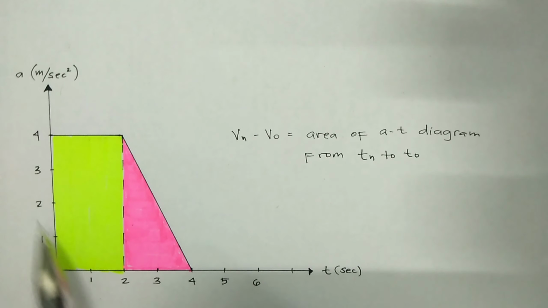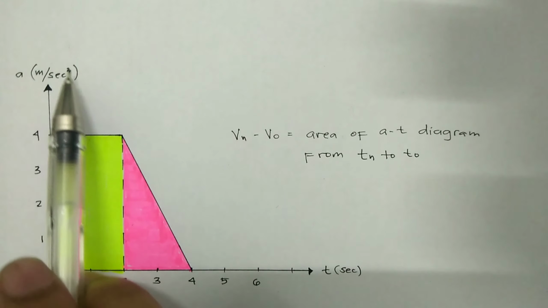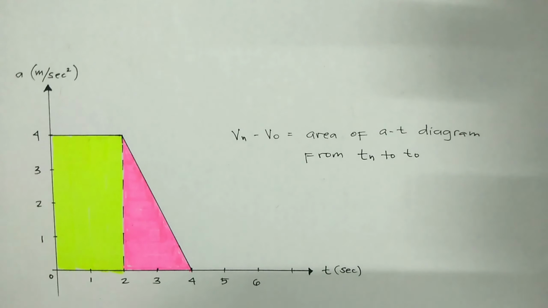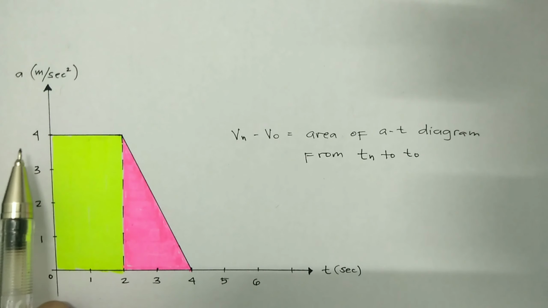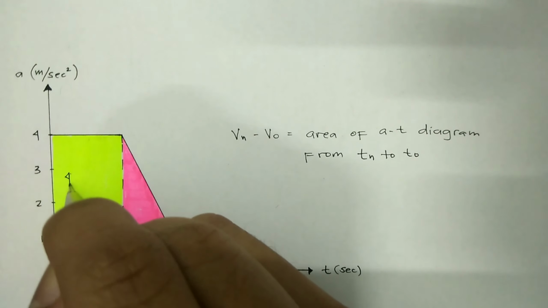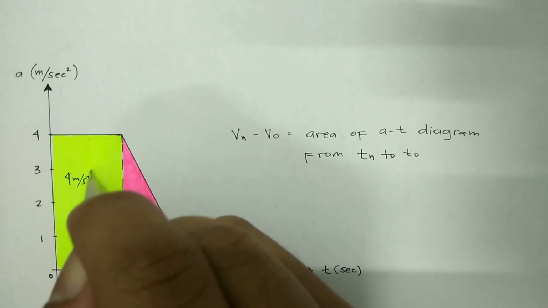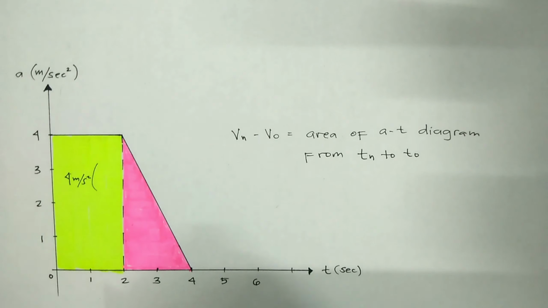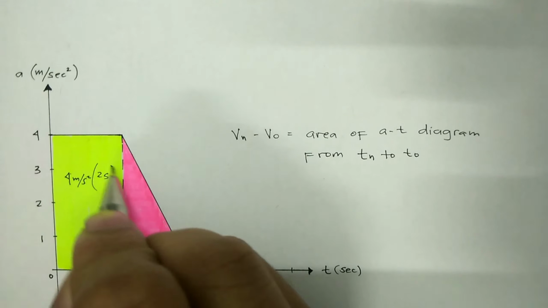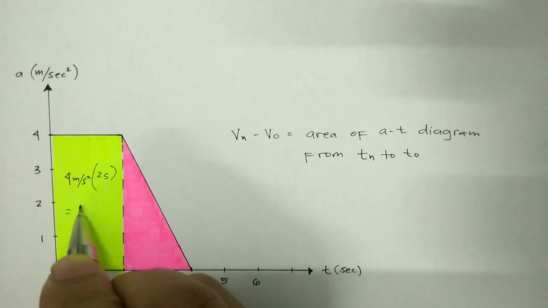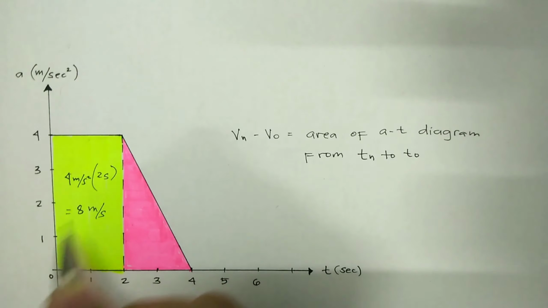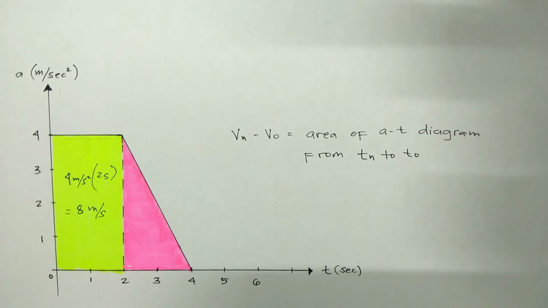So let's consider this green area first. The acceleration is in terms of meters per second squared and time is in terms of seconds. So for the area, that would be 4 meters per second squared multiplied by the interval of time, which is 2 seconds. This would be equal to 4 times 2, which is 8 meters per second. That would be the change in the velocity of the object.